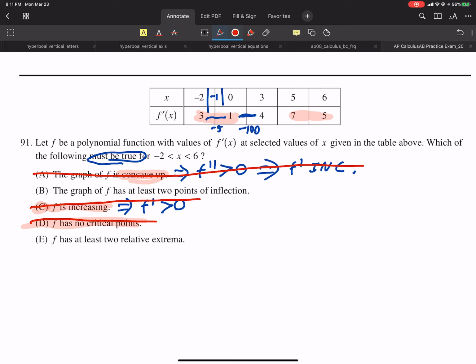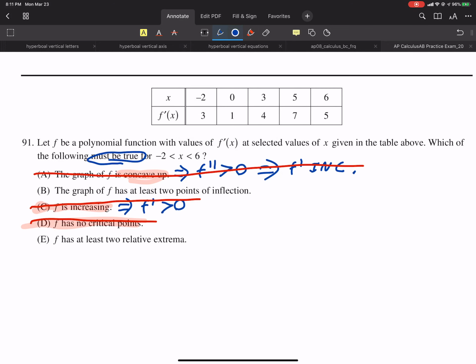So let's delve deeper into this. Let's look here. Okay, here's a key thing. Polynomial functions, all derivatives exist. The first derivative exists, the second derivative, it has all derivatives existing. So this means all the derivatives exist.